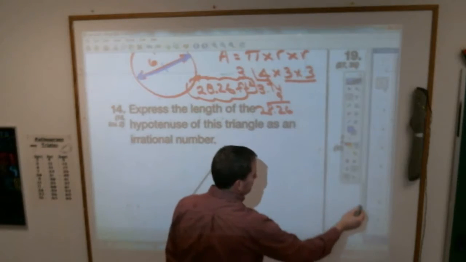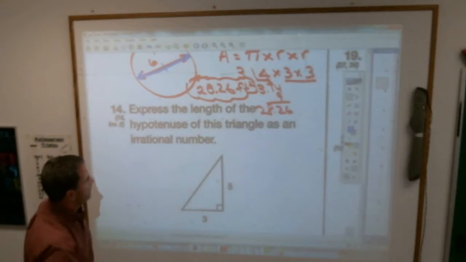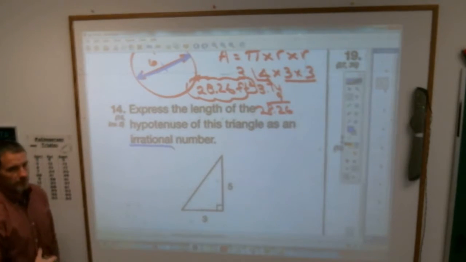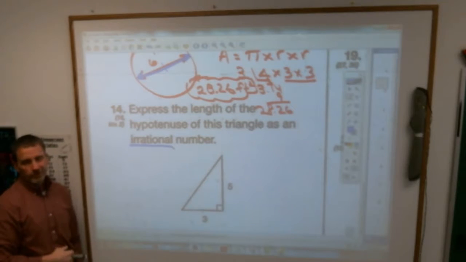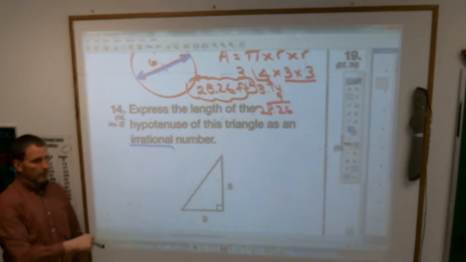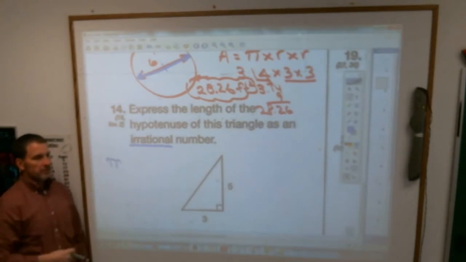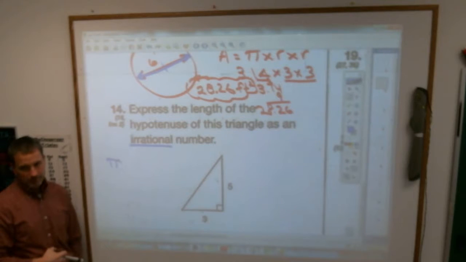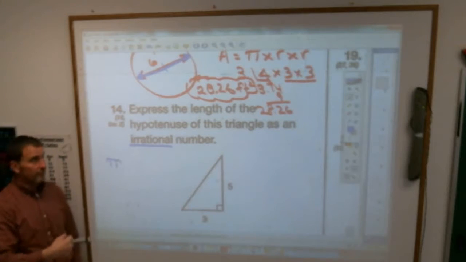Express as an irrational number. Problem number 14, in case that gave you fits. Remember irrational numbers? There's really only two different types you know. One of them is pi. That's irrational because it never ends. The other thing is a square root that doesn't work out. Square root of 3, square root of 5, square root of 7, square root of 11, square root of 13. Those don't have perfect answers.